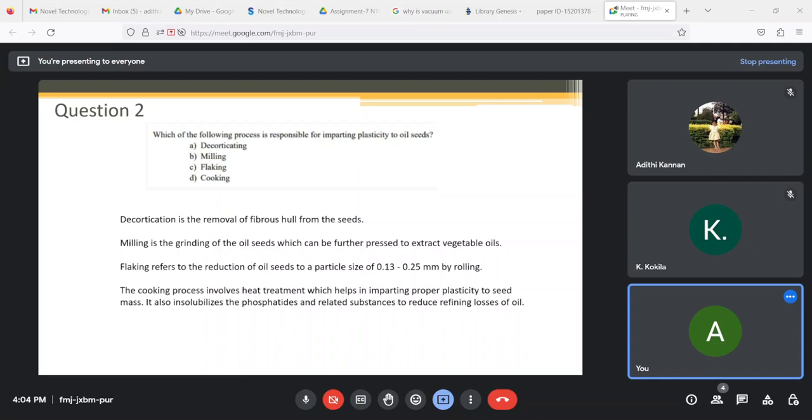So it is more preferred that you insolubilize all these other contaminants as soon as possible and in much fewer stages, rather than using a large number of stages and losing oil at each and every stage. So cooking is a pre-step before extraction and refining of the oil. In the cooking process you heat up the oil, and this will insolubilize all the contaminants and other undesired substances, and this reduces the refining losses of oil. Because of this heating step, the viscosity of the oil also decreases, and this also imparts a proper plasticity to the seed mass. So the answer is option D.